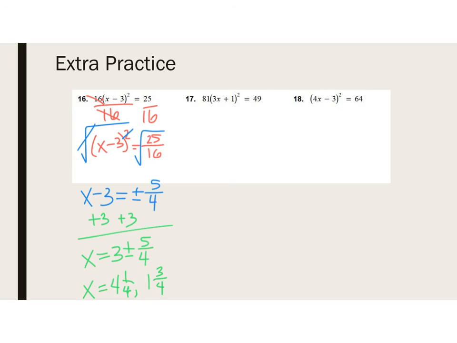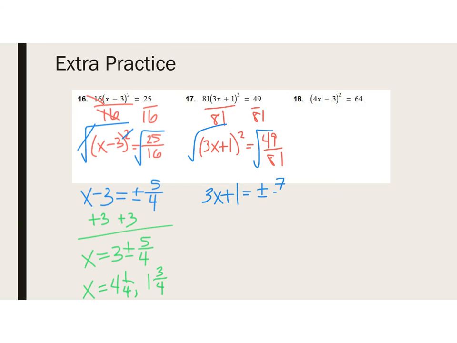Okay, so we're going to do the same thing on number 17. Okay, you have to get rid of that 81. You cannot distribute it, so you're going to divide by it. 49 over 81 does not simplify, so you're just going to leave it as 49 over 81. Since your squared thing is by itself, you're going to square root both sides, which gives you 3x plus 1 equals plus or minus, because you're square rooting a positive number, 7/9, because that's the square root of 49 over the square root of 81.